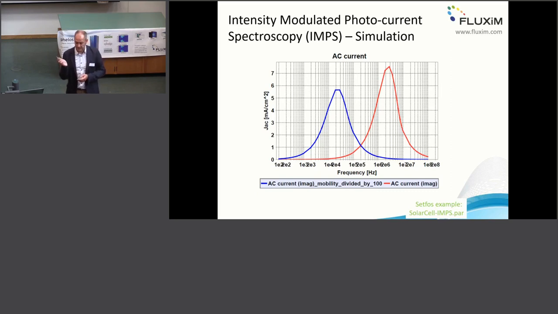But here I'm showing an even more exotic example, well, not so exotic, it's actually a common technique in the dye sensitized solar cell community, namely an intensity modulated photocurrent spectroscopy technique, where the light is modulated periodically and then the photocurrent is measured. And here we actually simulated this varying the frequency and then plotting the AC modulation that you get in the current. And this particular peak that appears here is usually used to study this.